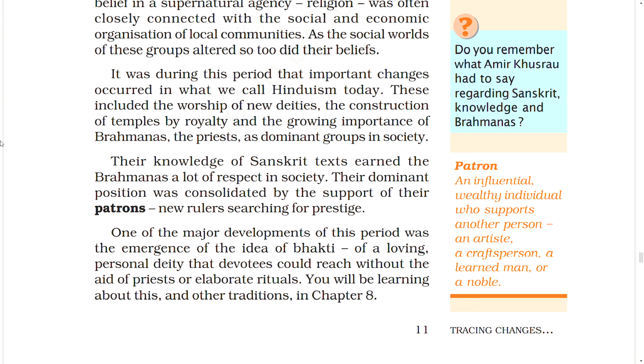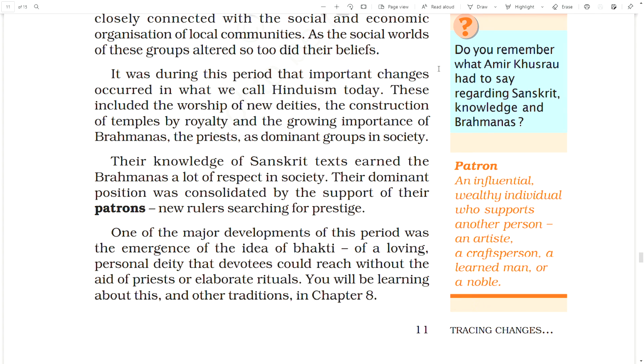One of the major developments of this period was the emergence of the idea of bhakti, of a loving personal deity that devotees could reach without the aid of priest or elaborate ritual. You will be learning about this and other traditions in chapter 8.